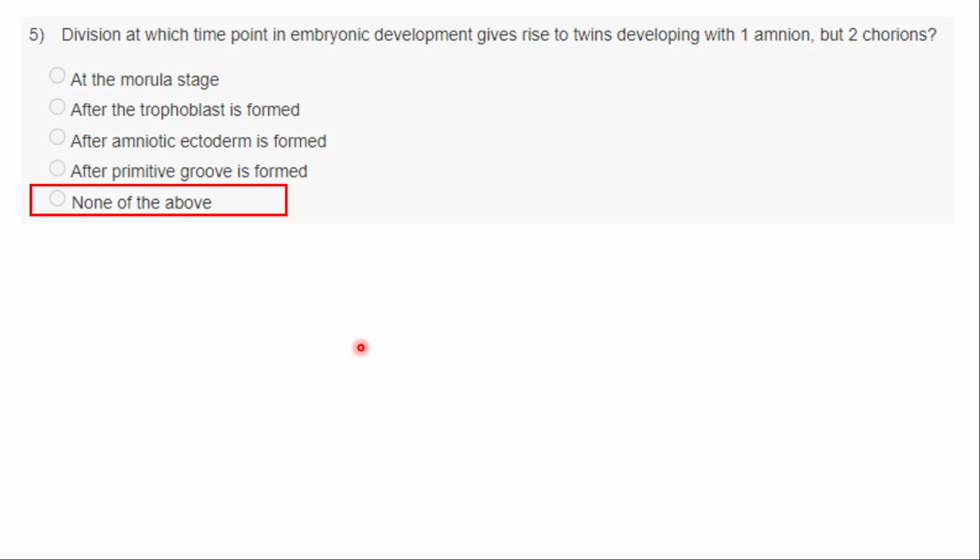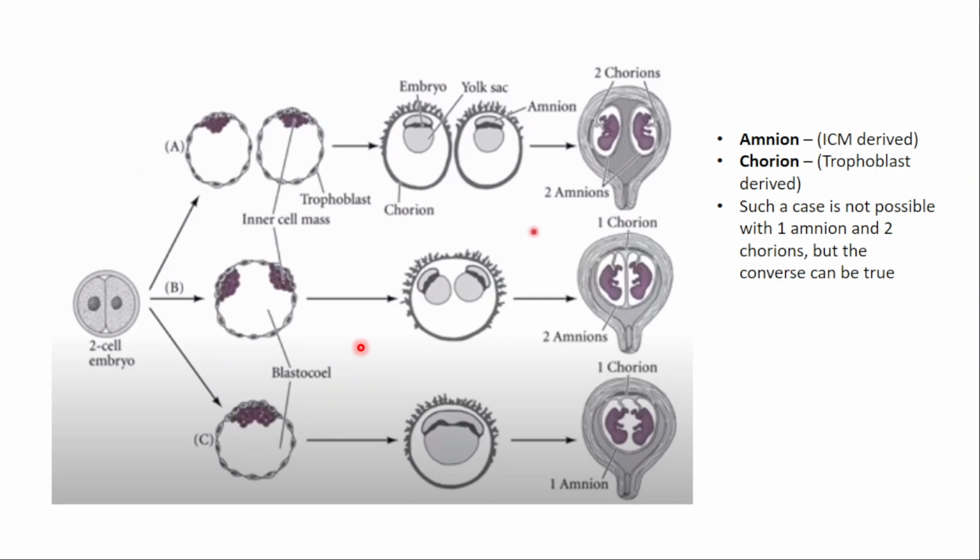So even if you divide the embryo at morula stage, or after the trophoblast is formed, or after amniotic ectoderm is formed, or after the primitive groove is formed, none of them could lead to a twin developing with one amnion and two chorions. This is practically not possible. So here is the exact representation which Professor Subramaniam has used in his slides. Here we were talking about twins, monozygotic twins and dizygotic twins.